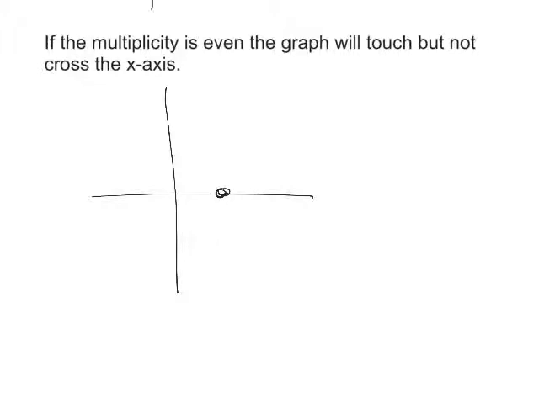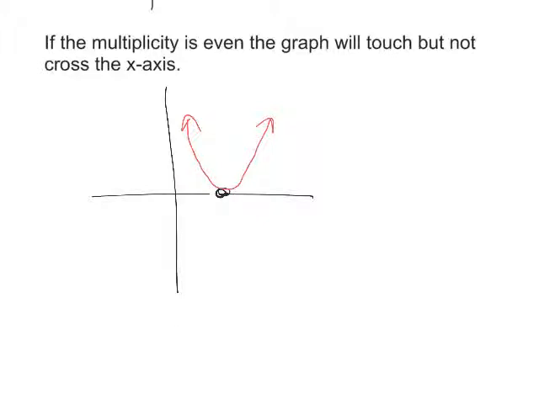The graph will come in, go through the point and bounce off, essentially. It looks like a bouncing ball that you've bounced off the floor, or if it's underneath, it'll look like it's been bounced off the ceiling. So it's like the x-axis just sort of repels it once it hits it. So if your multiplicity is even, if you've got a square or fourth degree, then this is what's going to happen at your x-intercept. It's going to touch but not cross.